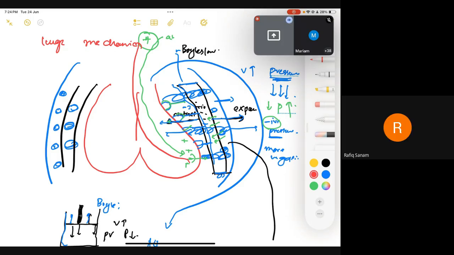Yes. So this was the entire concept of your inspiration and expiration, right? You should know that it's really important, right?